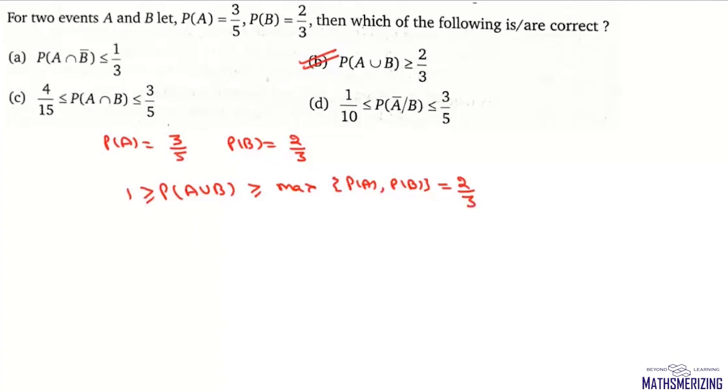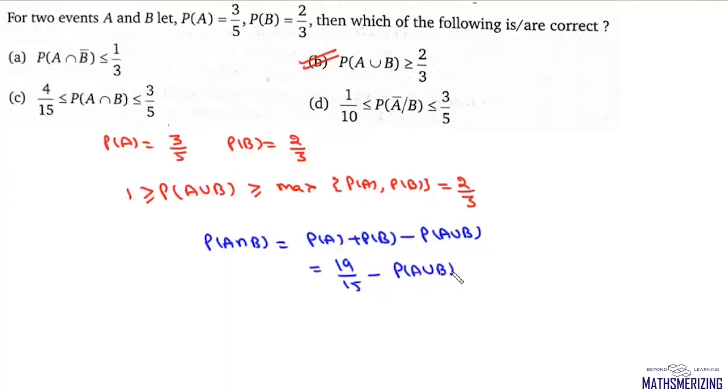Now if we look at probability of A intersection B, it will be P(A) plus P(B) minus P(A union B). Now P(A) plus P(B) will be 9 by 10 plus 2 by 3, which is 19 by 15, minus P(A union B). Now we'll get this minimum value when P(A union B) is maximum, and the maximum value of P(A union B) is 1. So 19 by 15 minus 1 will be simply 4 by 15.